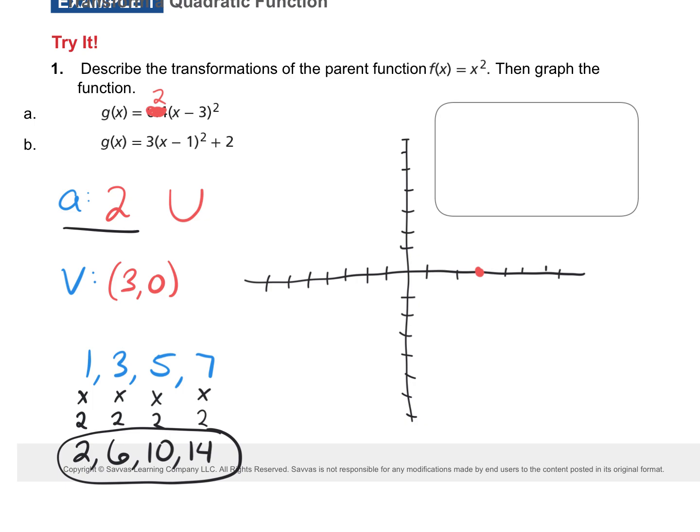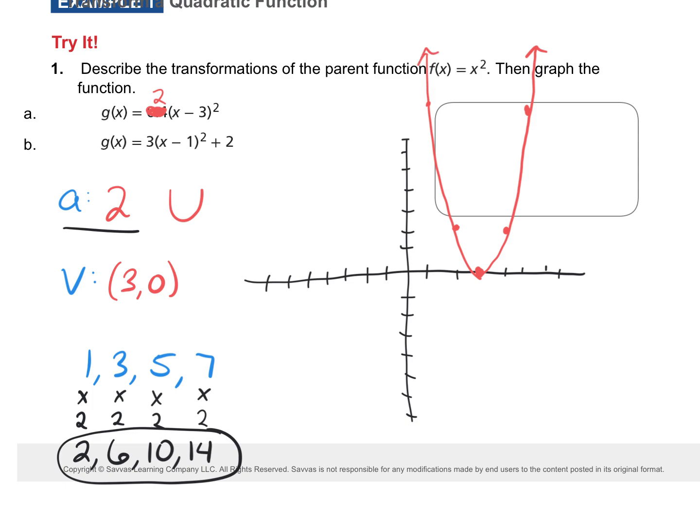So it's going to be over 1 still? Yep, it's still over 1. So I'm going to go over 1, up 2, over 1, up 6, and then I fall off the graph. How do I get the other side? Same thing. Over 1, up 2, over 1, up 6. And then draw your picture. So if we have an a value, that changes our step pattern.